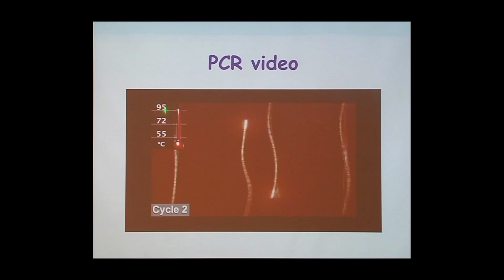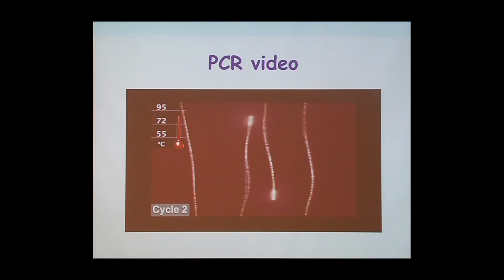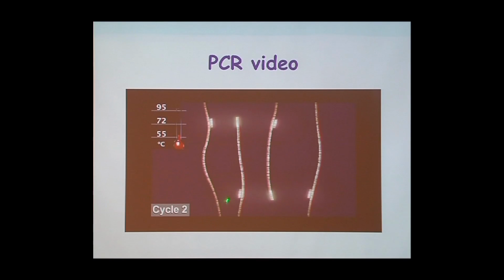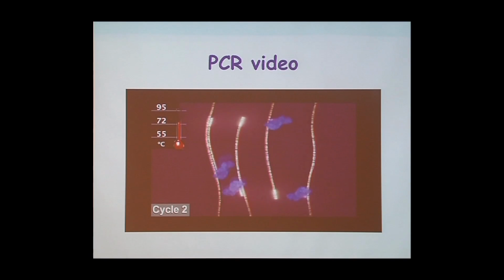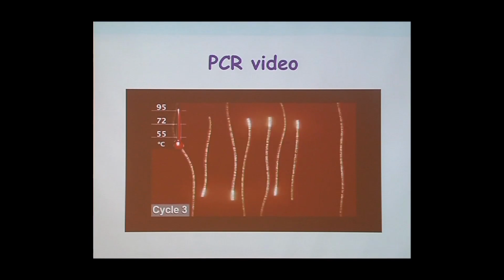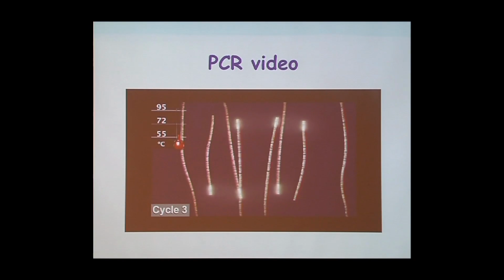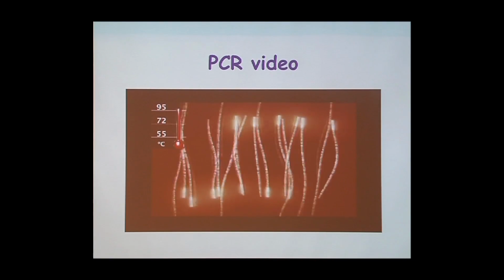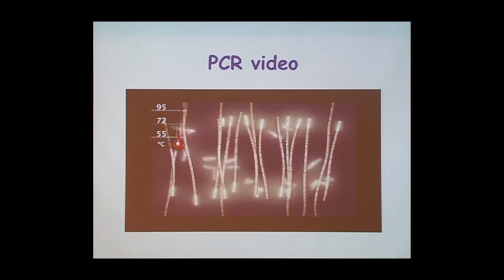Now the temperature goes up again. Those strands separate. The primers come in, and they're going to bind to those two regions. DNA polymerase comes in, zip, zip, zip. It makes lots of copies. And you just do this again and again and again. You can imagine after 30 cycles, you have hundreds and hundreds of copies of that DNA.